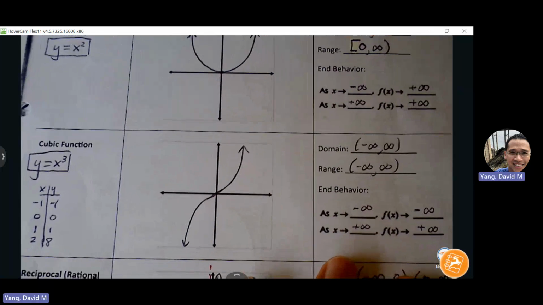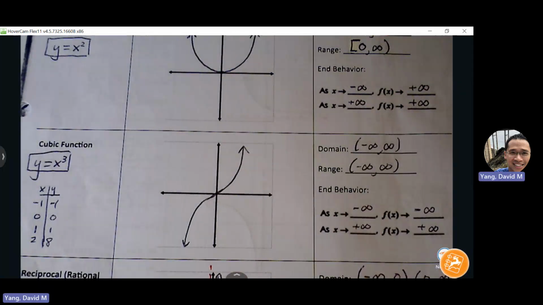Okay, next up, cubic function. Cubic function y equals x cubed. It's always going to have that S shape or something related, either that S or that reflected S shape.